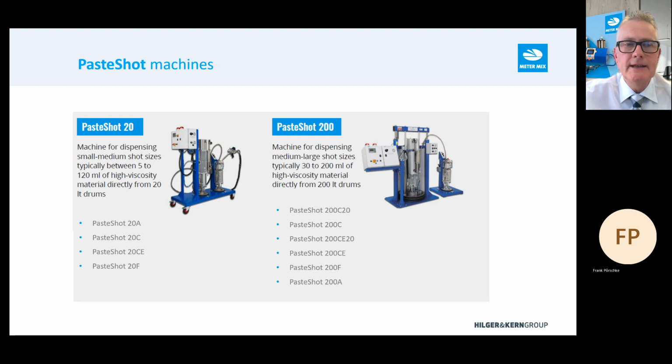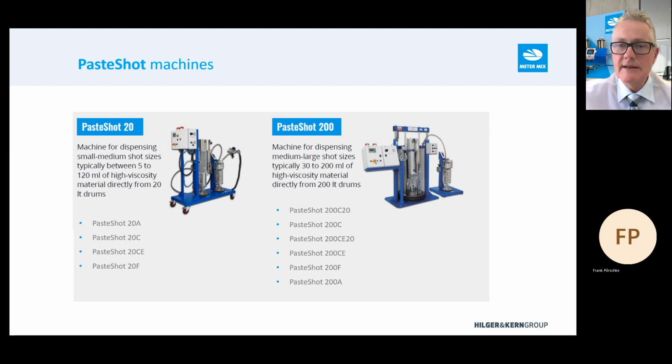In each of the variations of these two machines, we have 4 variations on the 20, as you can see on the left-hand side, the paste shot 20A. It's the hybrid type of machine where you have a 20 litre follower plate for the paste on the A, but you will have a gravity feed tank for liquid material on the B. Then we have the paste shot 20C, the 20CE and the 20F. The 20F being a single part pumping system from 20 litre drums.